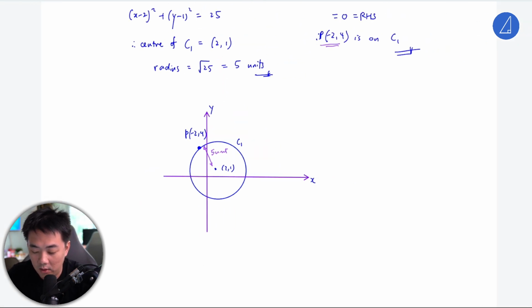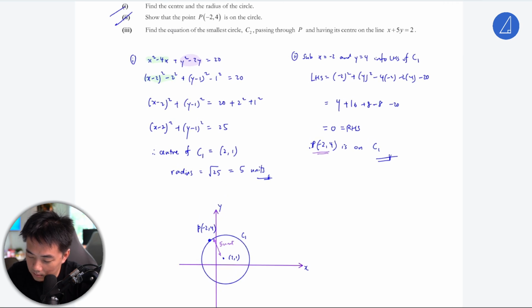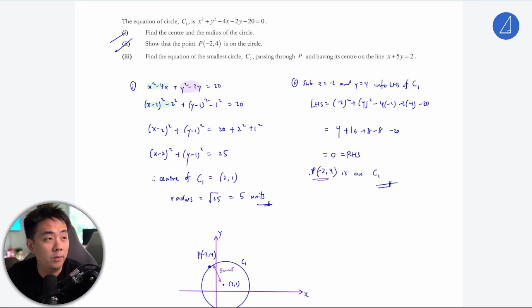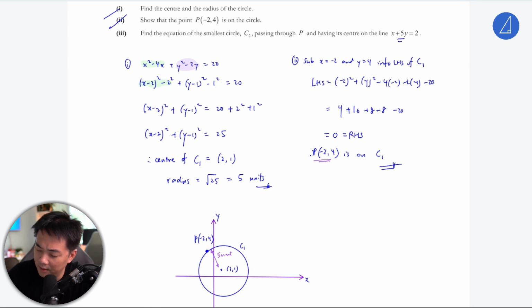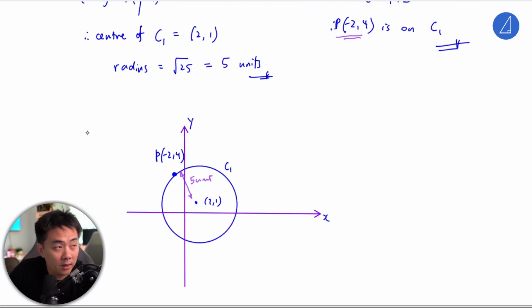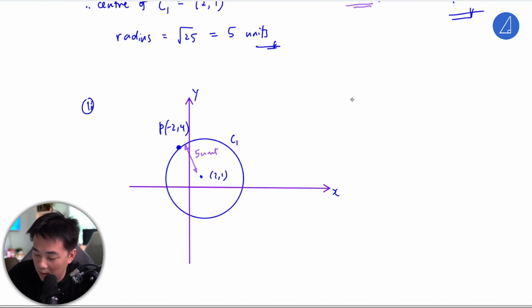So I need a circle which passes through P and has its center on the line x plus 5y equals 2. We need it to be a smaller circle C2. Let's say we have a line here. I think the key thing is this word, smaller circle. So the line is x plus 5y equals 2.